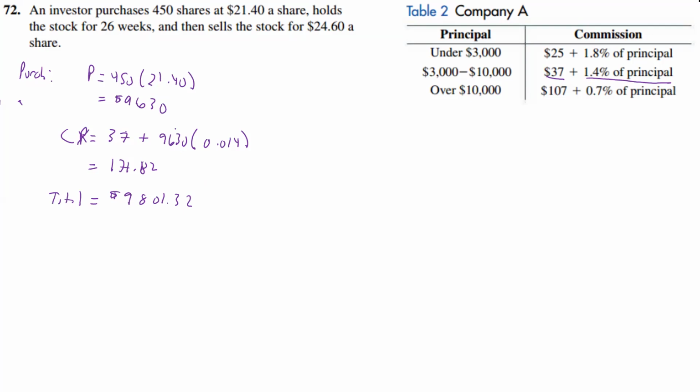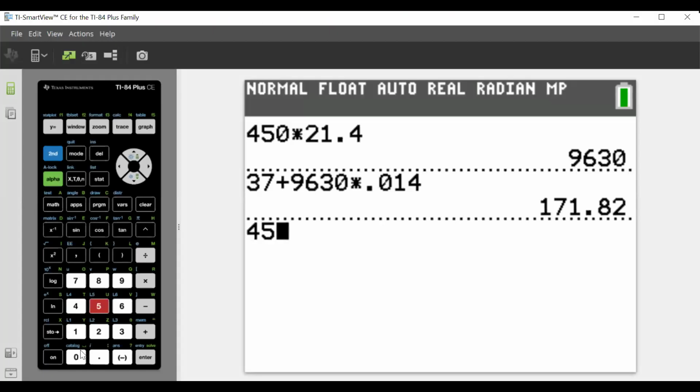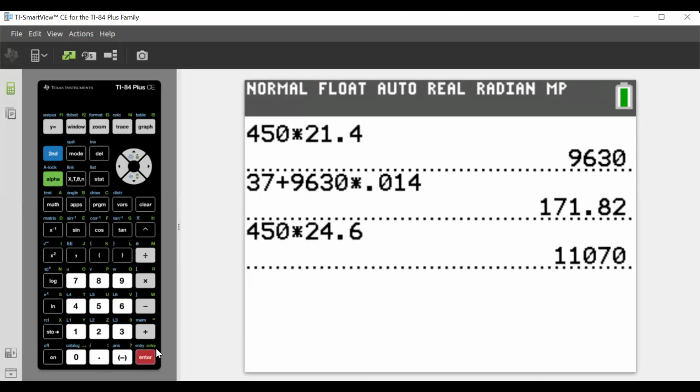Now it says we hold it for 26 weeks and then we sell it for this much. So we're going to have a sale, and how much is that going to be? Well, 450 times the 24.60. So now we have to multiply those two together: 450 times 24.60. That's 11,070. So that's how much that's going to be.